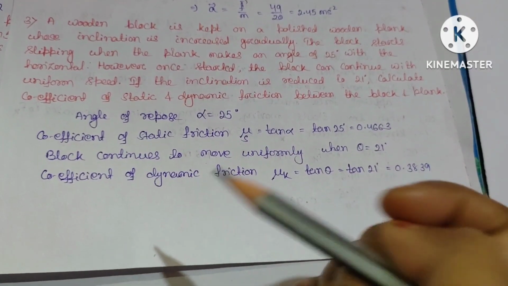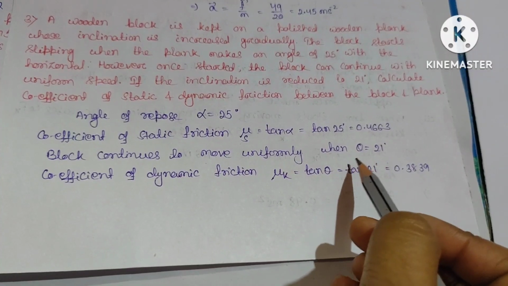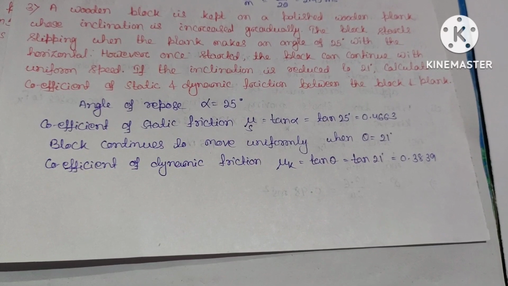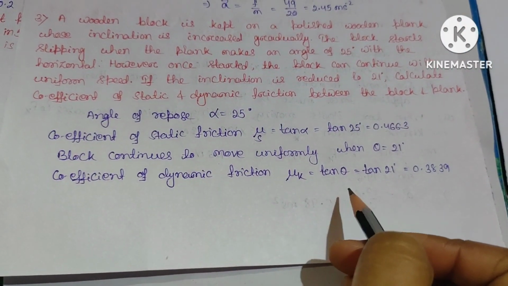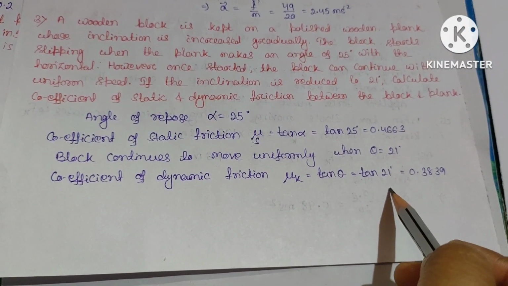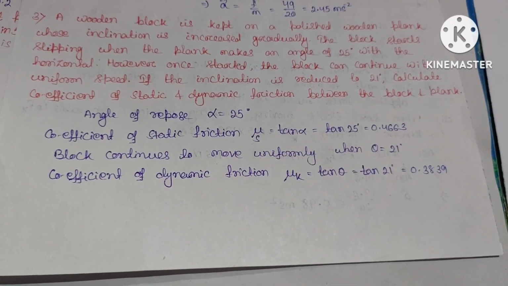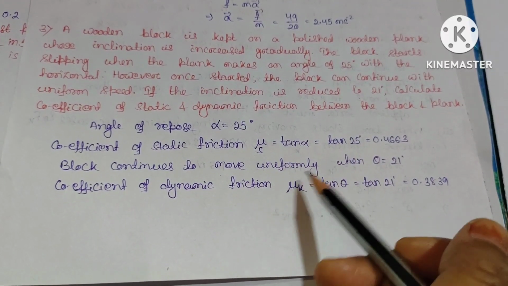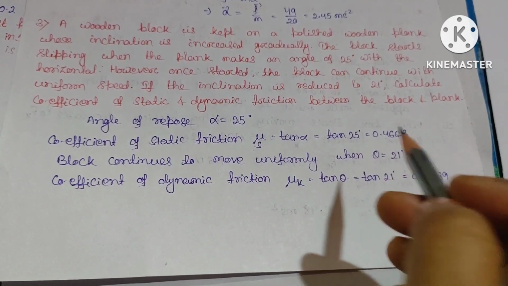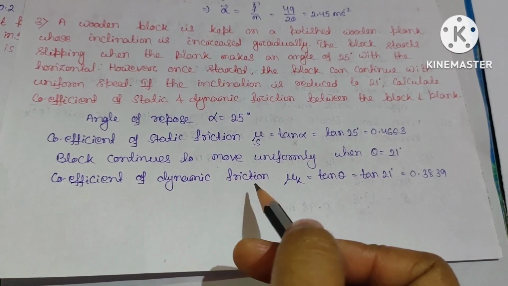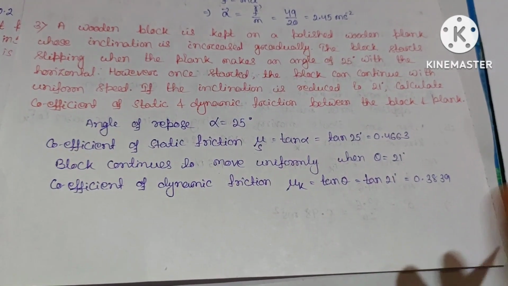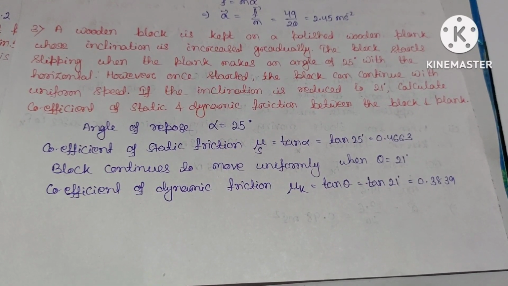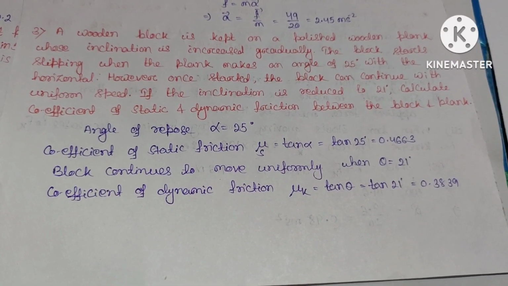If the block continues to move uniformly, in that case theta will be equal to 21 degree. So the coefficient of dynamic friction is mu k equal to tan theta, that is tan 21 degree, that is 0.3839. For the angle of repose, you have to calculate static friction, and when the block continues to move, in that case you have to calculate obviously the dynamic friction. If you have any doubt in this problem, you can see first the theory that we have already discussed, and after that you solve some questions.